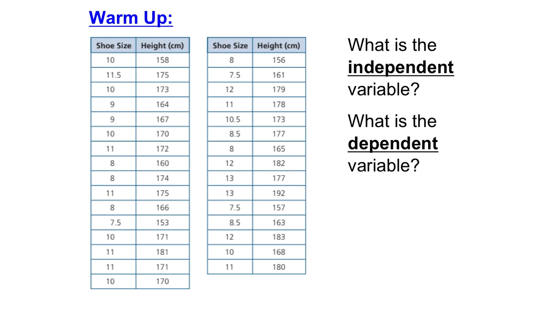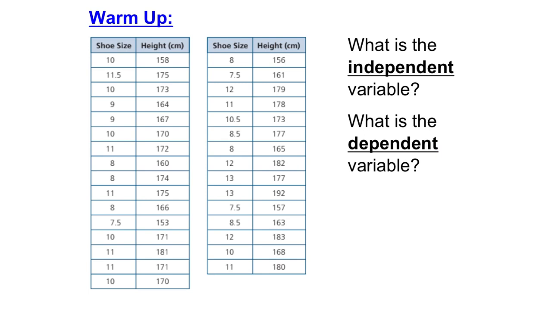Now, if we look at the table of values that we have, we are measuring shoe size for different people, and for those same people, we're also measuring their height. So the two values that are being measured are shoe size and height. Those are the variables. Remember, variables can have different values, so each person has a different value for their variable amounts.